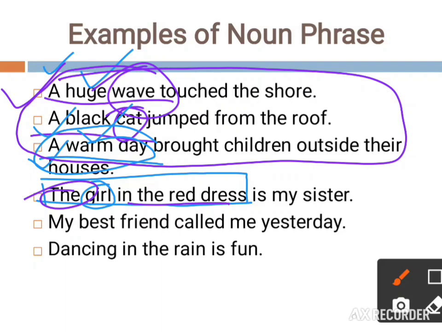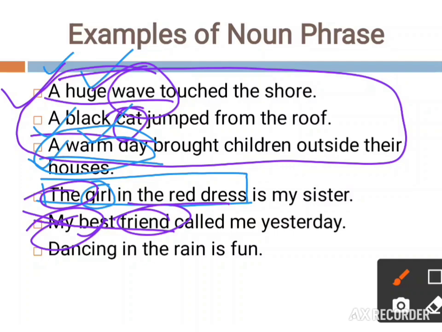My best friend called me yesterday. Who called me yesterday? My best friend. So my best friend is the noun phrase here. Again, what is the noun? Friend is the noun. Friend की quality क्या है? Best. और कैसी best? किसकी है? My. तो my is the possessive here. Again, a determiner.